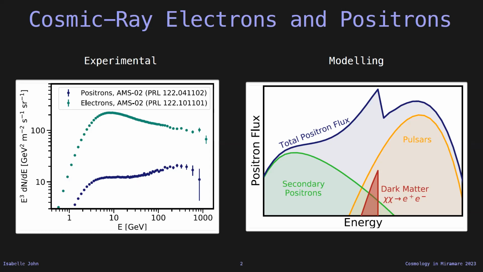So on the plot on the right, you can see how we currently model the positron flux. At lower energies, we have positrons that are produced in secondary interactions from other cosmic rays. They are not important for this talk. And then at high energies, the best explanation currently is that there's a contribution from nearby pulsars that produce high energetic electrons and positrons. And then potentially there's a contribution from dark matter that annihilates into electrons and positrons. And this would produce this very sharp feature with a cutoff that corresponds to the dark matter mass.